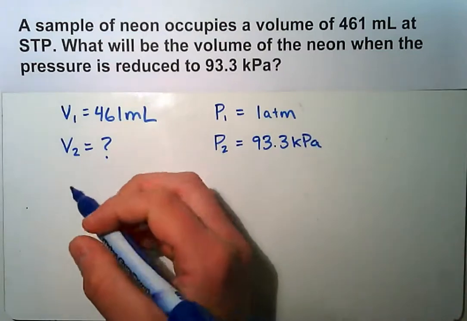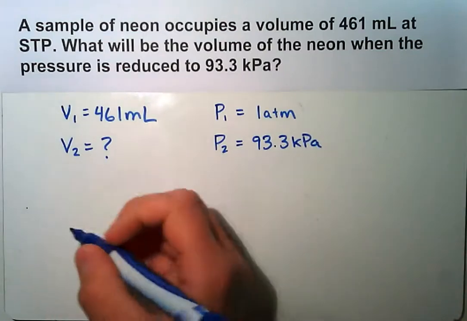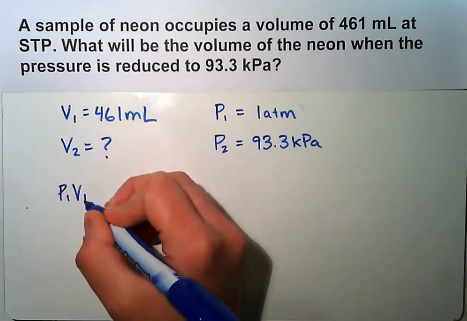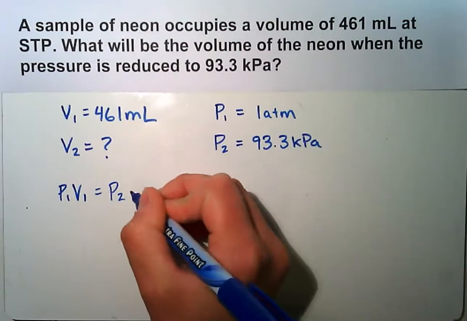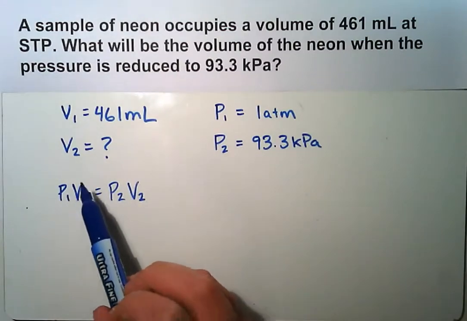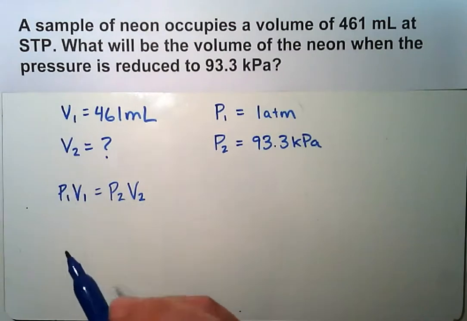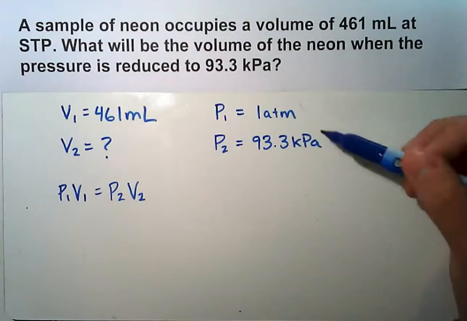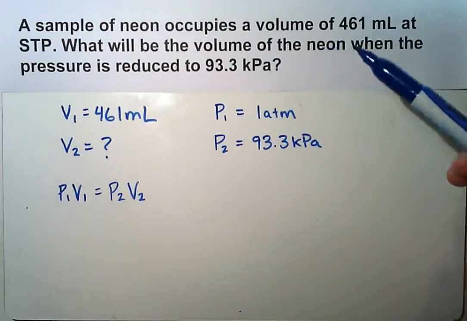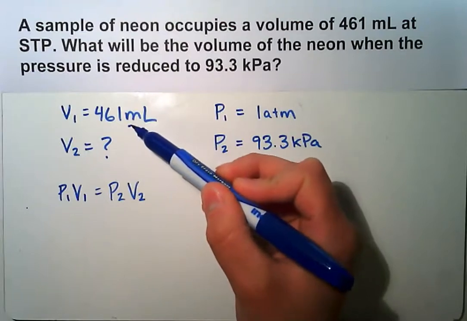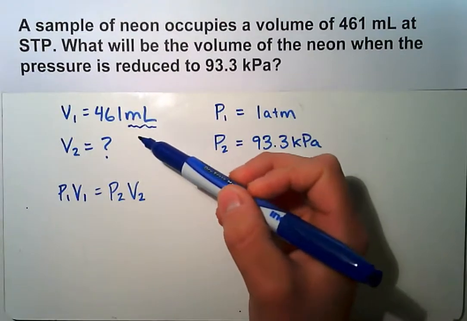So to complete this problem, I'm going to use Boyle's law, which says that P1 times V1 equals P2 times V2. But before I can substitute in for my different variables and solve, I need to make sure that I have consistent units across my two pressure values. And of course, when I solve, my units for my new volume are going to come out in the same unit I start as for my initial volume.